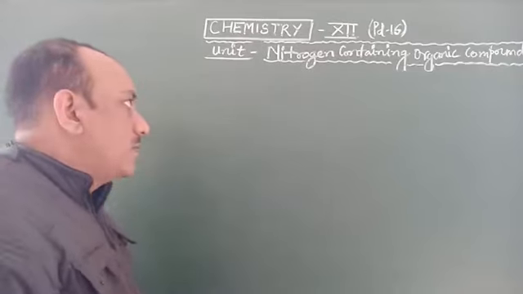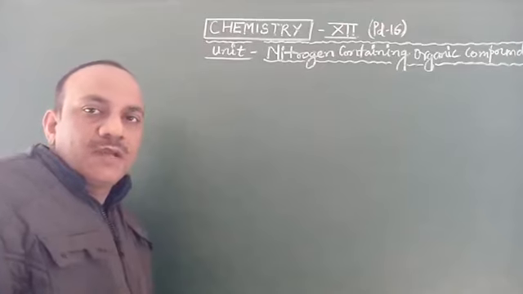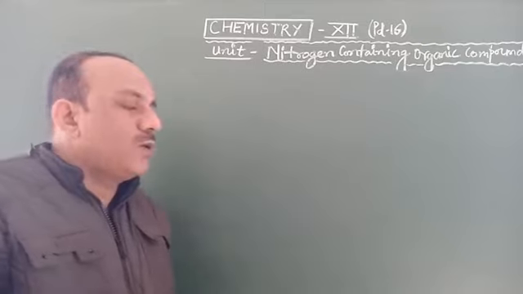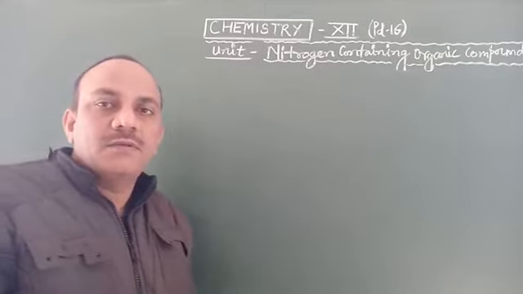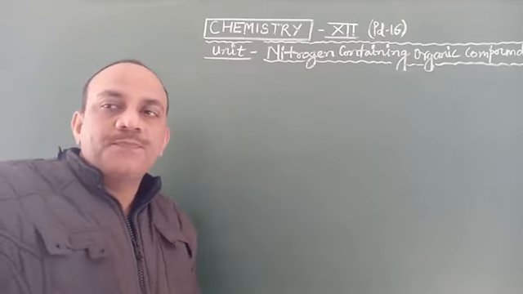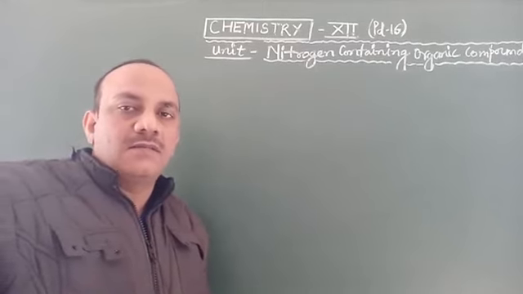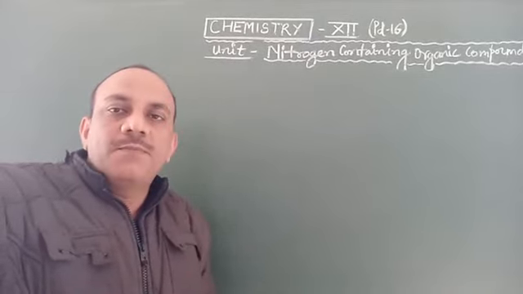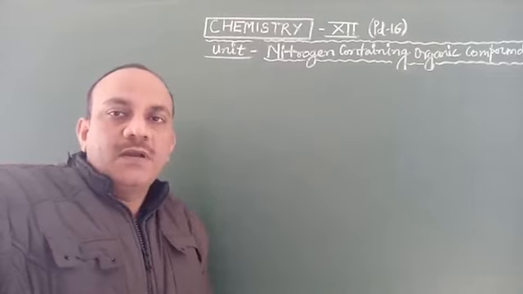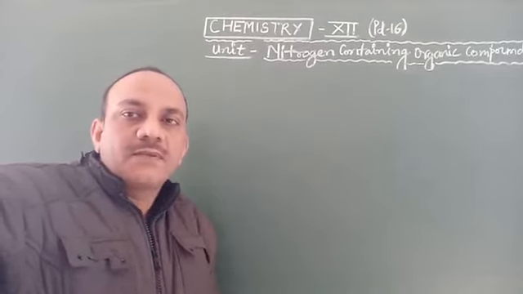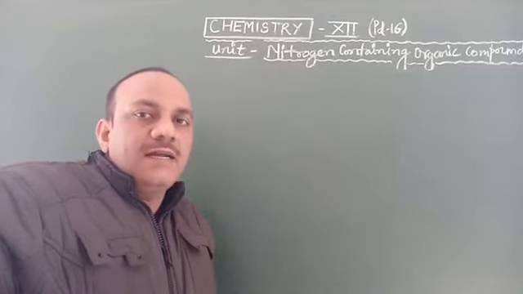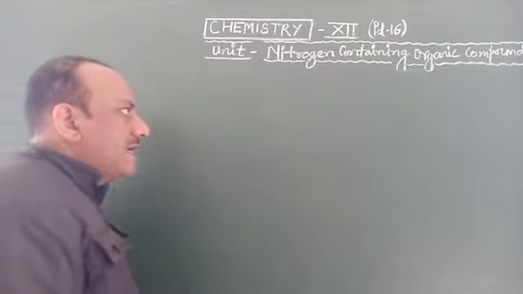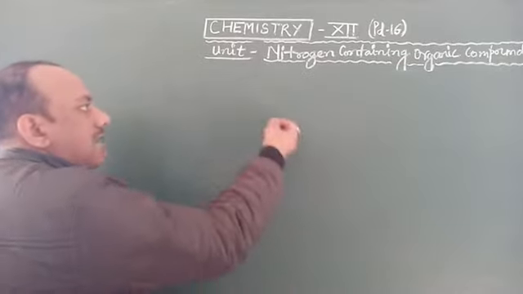Students, today we are going to discuss the third section of this unit, nitrogen containing organic compounds. This section is dominated by diazonium salts. Here we studied a compound named benzene diazonium chloride. Its molecular formula is C6H5N2Cl. So first we discussed diazonium salts, then we go on to their examples.